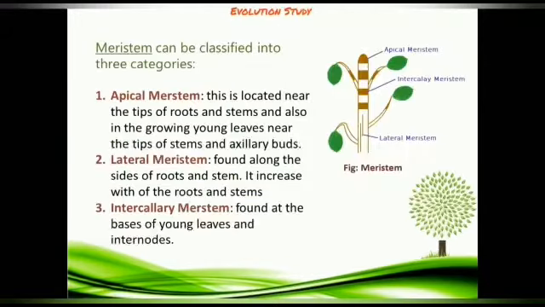Now, let us talk about the meristematic tissue. Meristem can be classified into three categories. Apical meristem. It is located near the tips of the roots and the stems, and also in the growing young leaves near the tips of the stems and the axillary buds. The lateral meristem are found along the sides of the roots and the stem. It increases the girth of the roots and the stems.